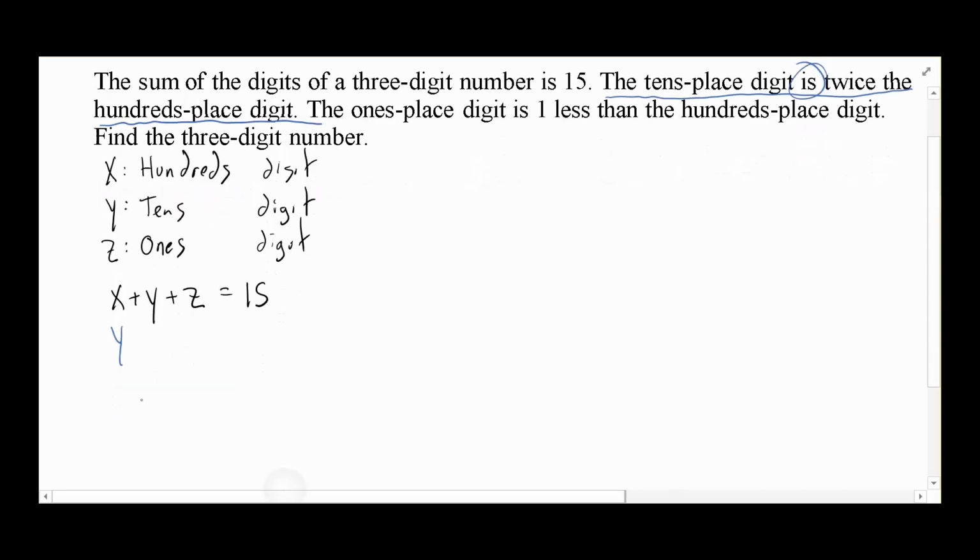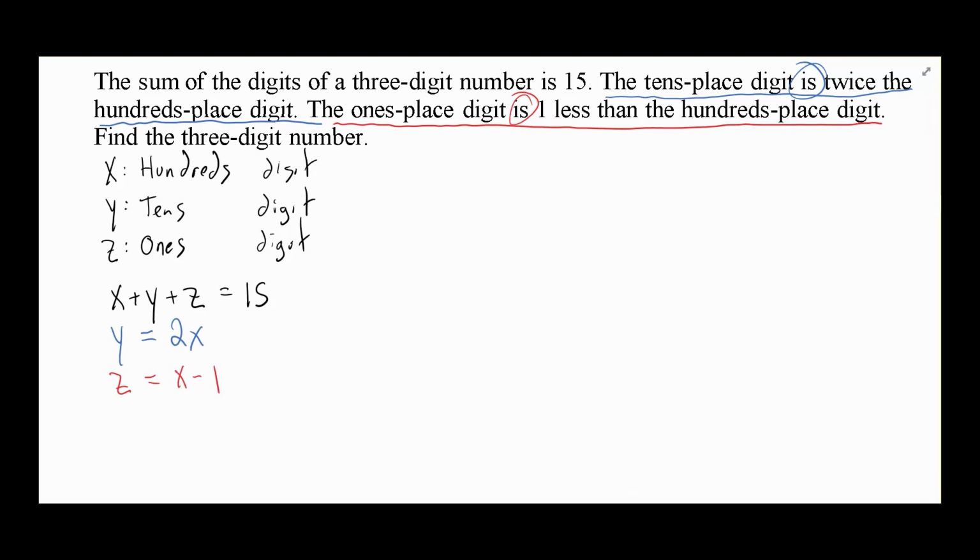Is means equals. Twice the hundreds place digit, 2x. Then I read the next sentence. The ones place digit, that's z, equals 1 less than the hundreds place digit, x minus 1.